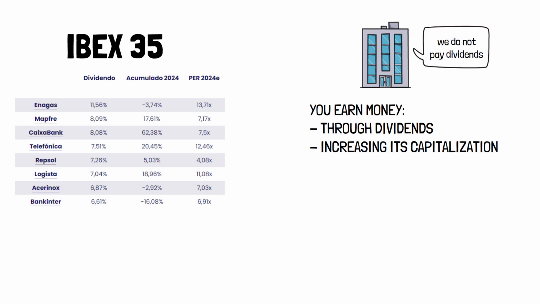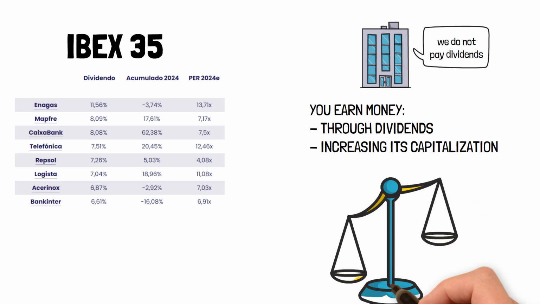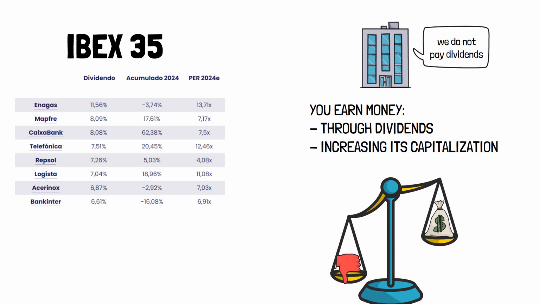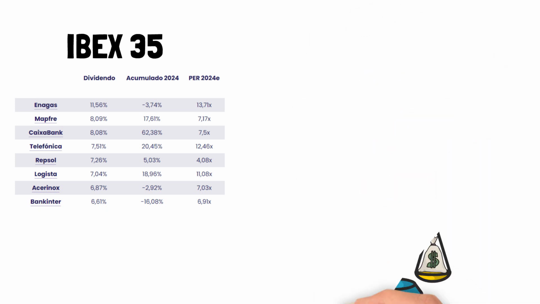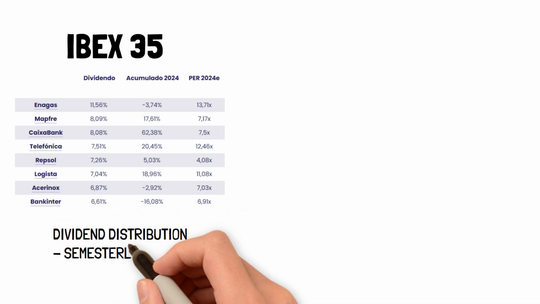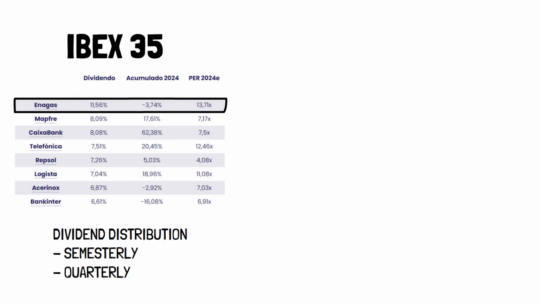What happens is that the more dividends a company distributes, the less capital it has left to invest, which does not favor its capitalization. It is like a balance: more dividends, less revaluation, and less dividends, more revaluation. In the IBEX, companies tend to distribute dividends half-yearly or quarterly. For example, we see that Enagás this 2024 has a dividend yield per share of approximately 11.5%.